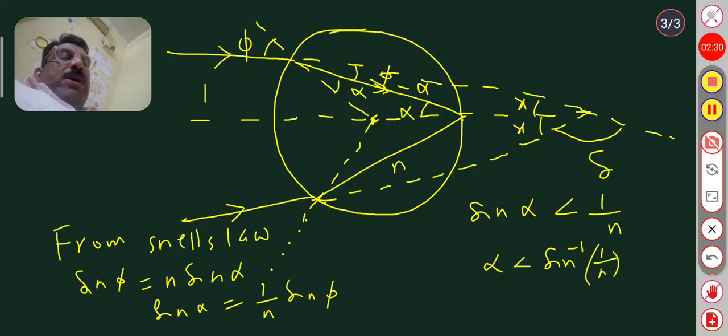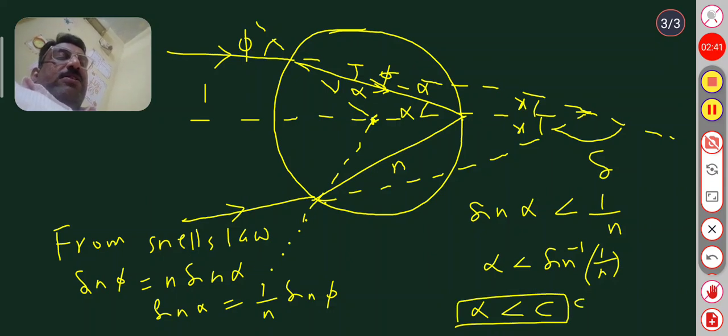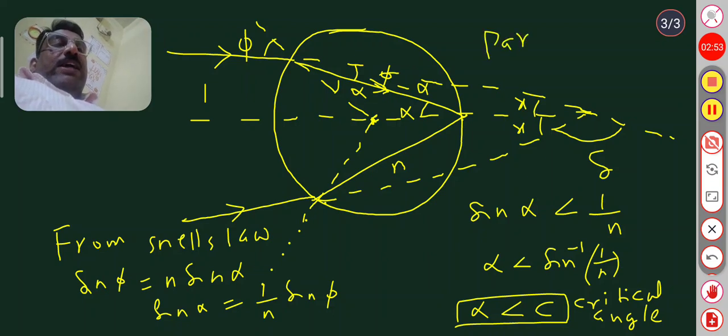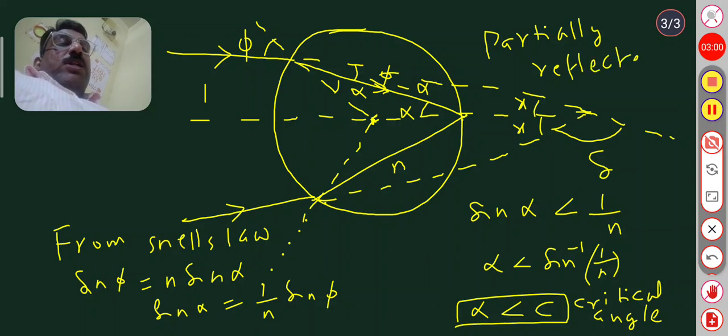The sine inverse of 1 by n is the critical angle, right? So alpha is less than the critical angle, where C is the critical angle. So that means the ray which is incident on the back surface will be partially reflected. It will not be totally reflected, but it will be partially reflected.